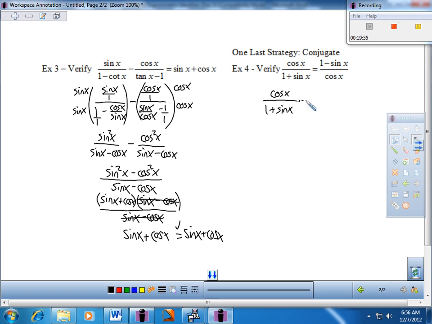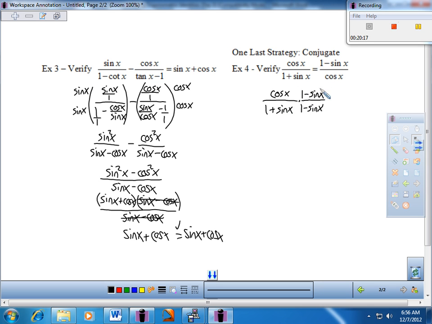But by changing it, and remember, what I want to do is change the look of the fraction, not the value of the fraction, maybe something pops up. Long story short, 1 plus sine of x has a conjugate of 1 minus sine of x. And you can almost see, I kind of told you where it was headed: you do need a 1 minus sine x on the other side of the equation. So how can I create a 1 minus sine x if there's no other option out there?